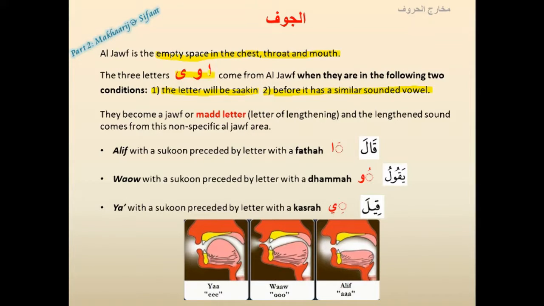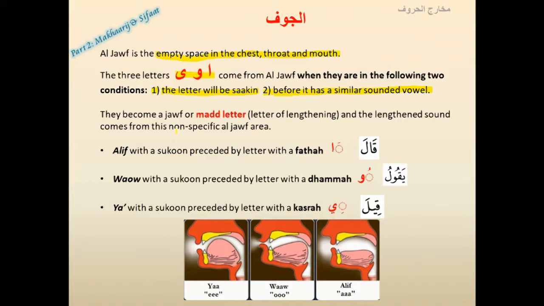The similar sounded vowel for Alif would be a fatha. The similar sounded vowel for Waw, you can see the roundness of the lips, would be a dhamma. For Ya, if you say ya, the corresponding vowel would be a kasra. So these letters will be sakin, and the corresponding vowel that comes before it would be for Alif a fatha, for Waw a dhamma, and for Ya a kasra. They become a Jawf letter or a mud letter of lengthening, and the lengthened sound comes from this non-specific al-Jawf area. So basically Alif, Waw and Ya, when they are in these 2 conditions, they come from al-Jawf.